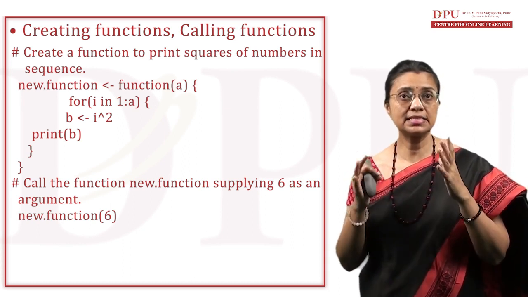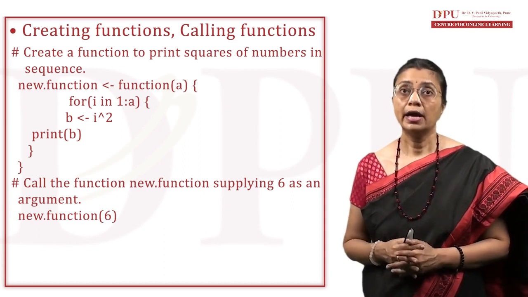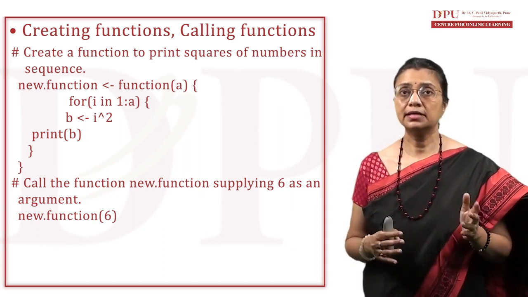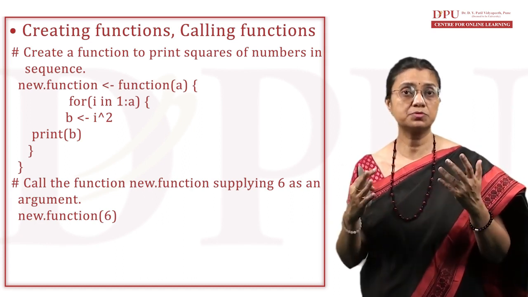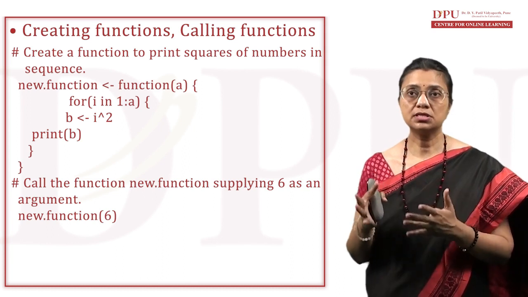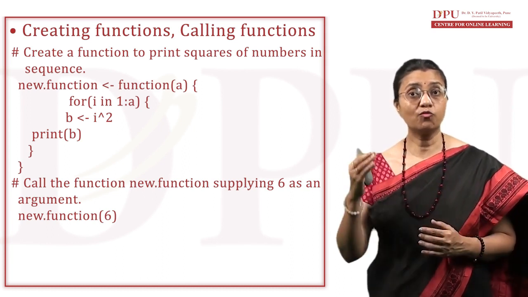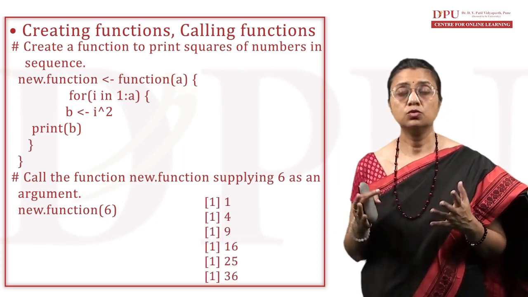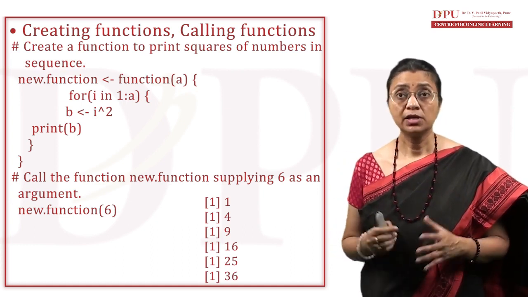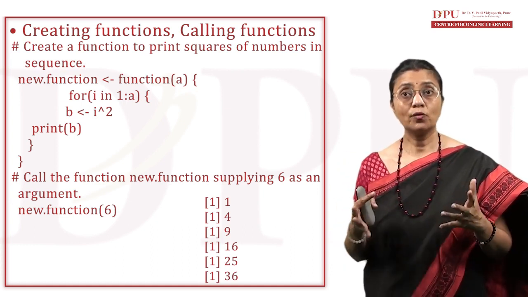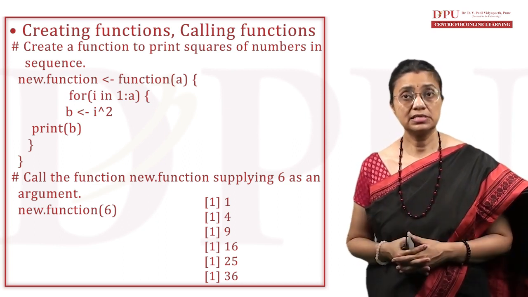Why am I supplying 6 as an argument? Because 6 will be the upper limit in the for loop. As you can see in the for loop, the range varies from 1 to a. So here a will be substituted by 6 and you can see the output. The moment I enter 6, I get the squares of the first 6 natural numbers. The square of 1 is 1, the square of 2 is 4, square of 3 is 9, square of 4 is 16, square of 5 is 25 and square of 6 is 36.